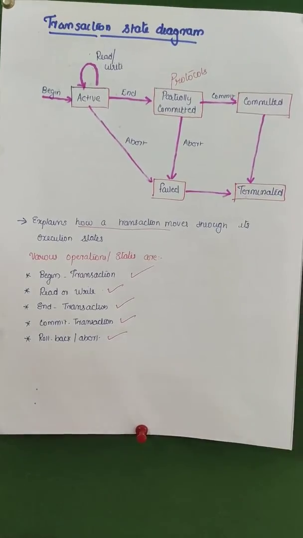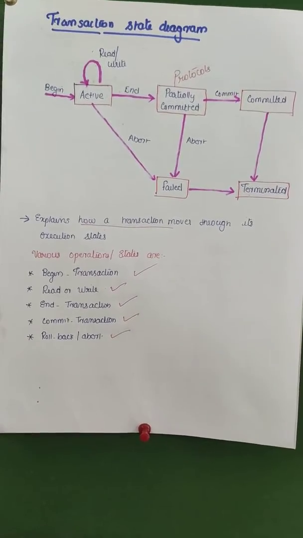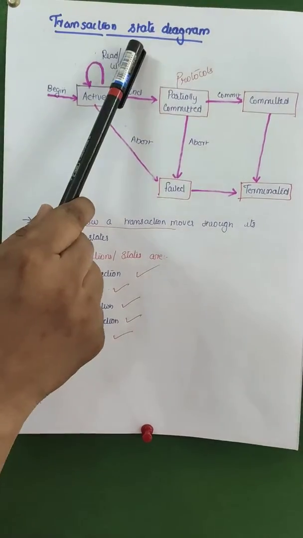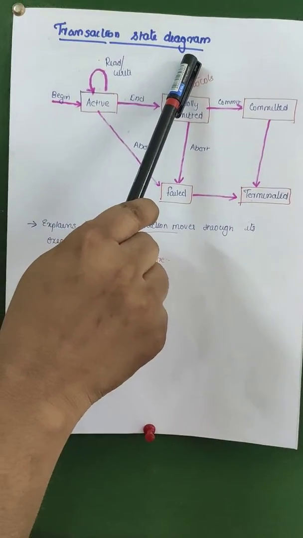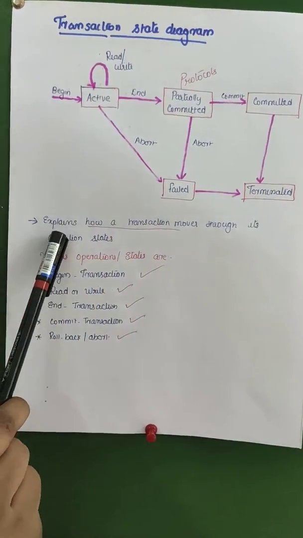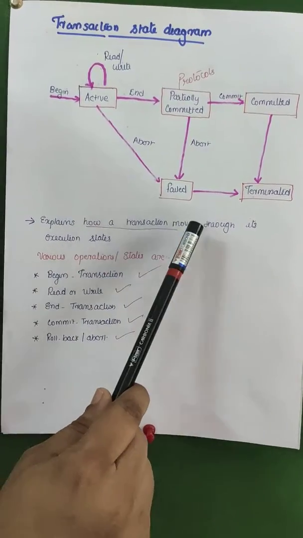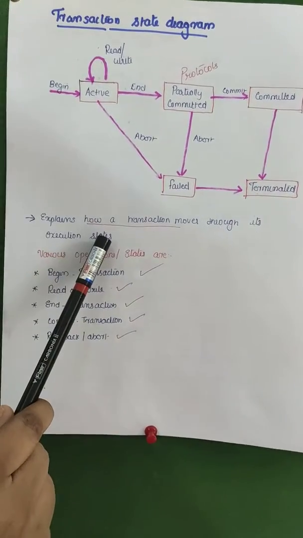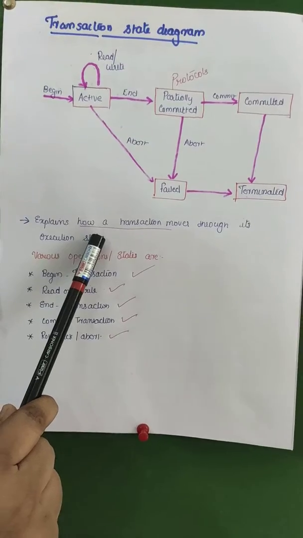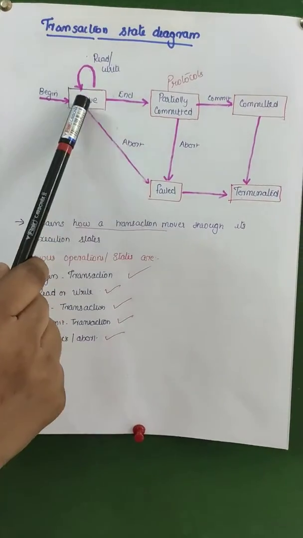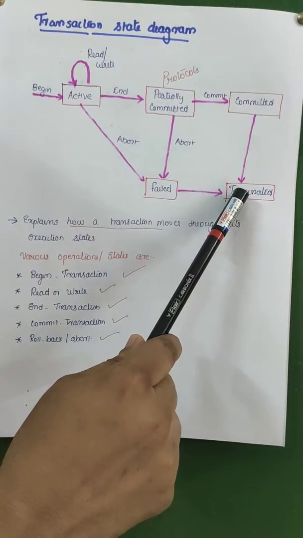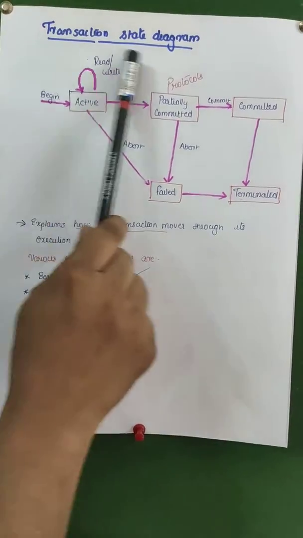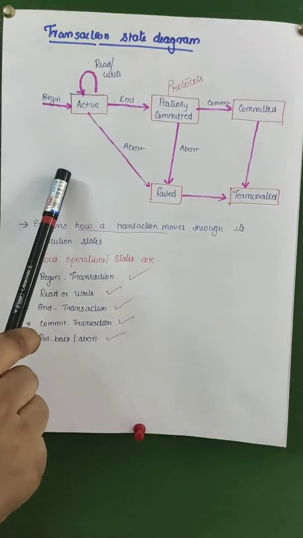Dear students, in this section we are going to discuss the transaction state diagram. Actually, this diagram explains how a transaction moves through its execution states. That means how a transaction moves from the active to the terminated stage. Here, this is the state diagram of a transaction.